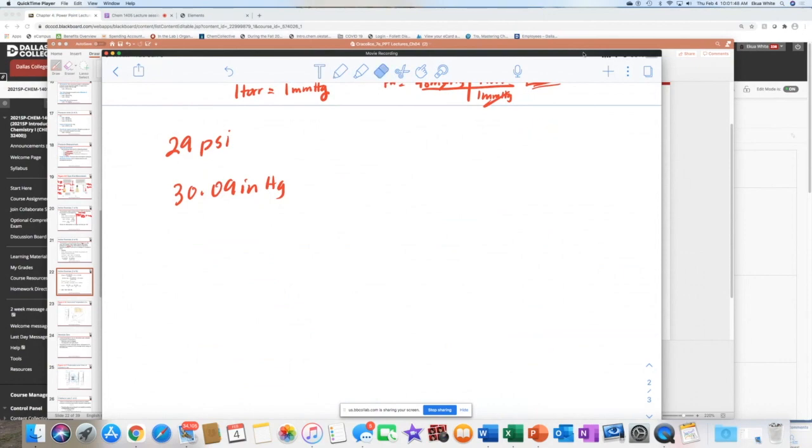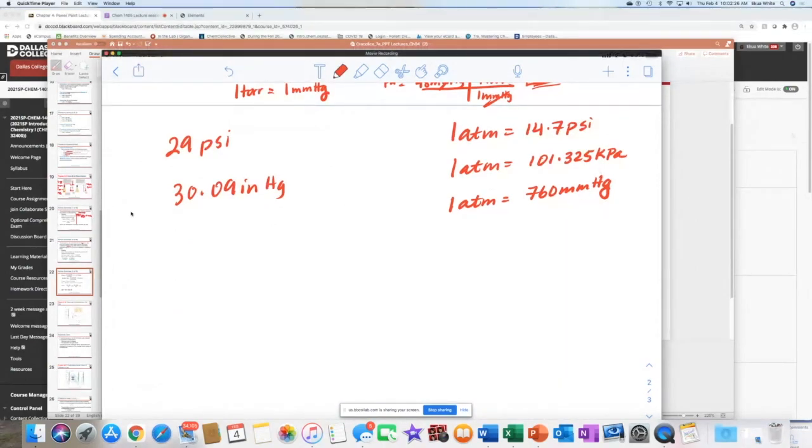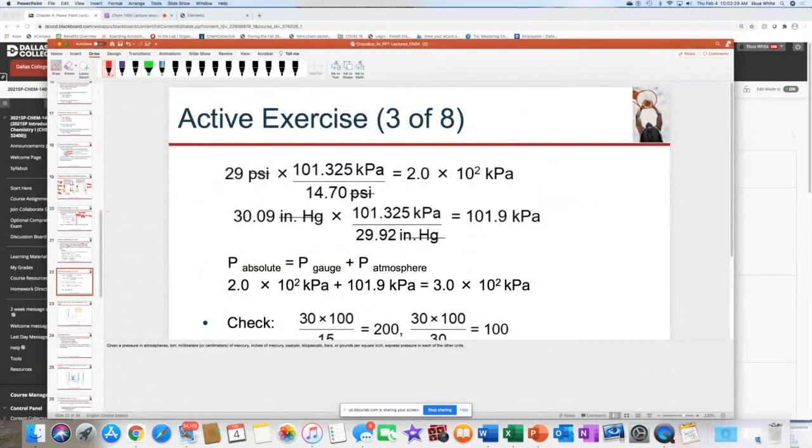So the conversions we had Tuesday: 1 atmosphere equals 14.7 psi, then 1 atmosphere equals 101.325 kilopascals, I think, and then 1 atmosphere equals 760 millimeters of mercury. Okay, so I think this is what I gave you guys last time we met, which was Tuesday. Let me make sure with the kilopascals, I don't use that a lot, so I want to make sure I'm using the right conversion.